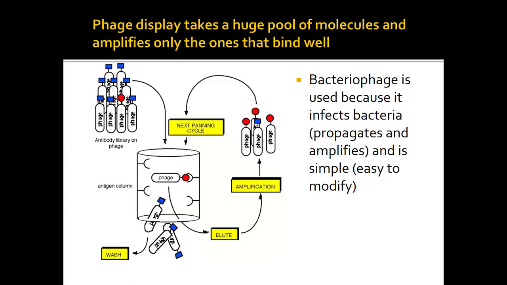And then they panned it over a column, an affinity column, with the Fc region on it. The red ones stuck, the blue ones didn't stick. The ones that stick, you elute, then you amplify, which means you just grow more of those phages. You make a new library, and then you pan the cycle again. Each time you run it through the column, you enrich it for the binding. Some of the binding might be strong, some might be weak, but as you do this more and more times, you get more and more of the red proteins. The tighter binders you'll get more of.